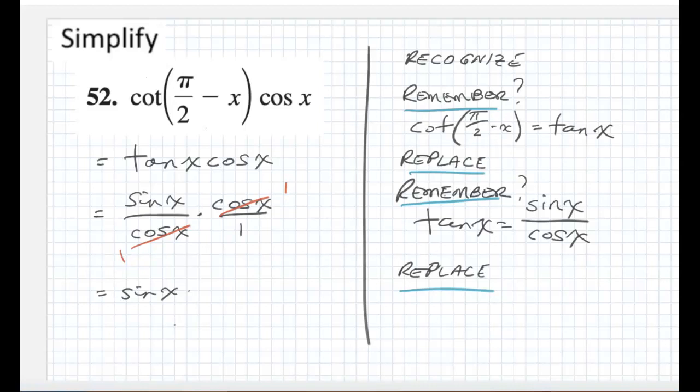And then you've got sine x over cosine x times cosine x, and that once again cancels because of the whole common factor thing. Okay, that's the introduction of 23 new pieces of information and a couple of examples.